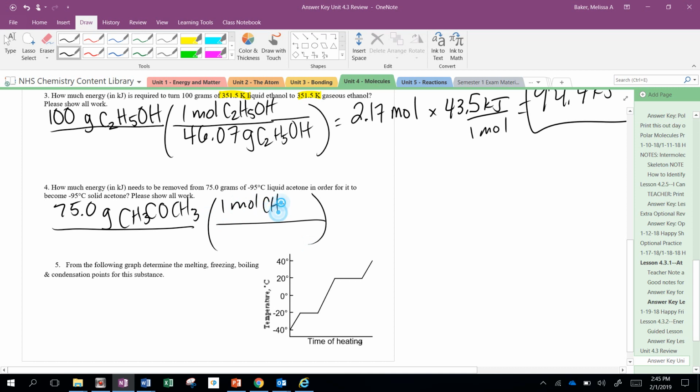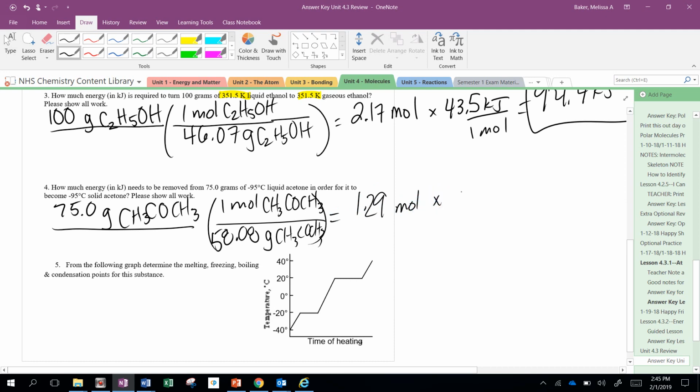So I've got to add up, let's see, a total of 3 carbons and 6 hydrogens and 1 oxygen. That added to 58.08 grams. I'm going to stop there, and that is 1.29 moles.